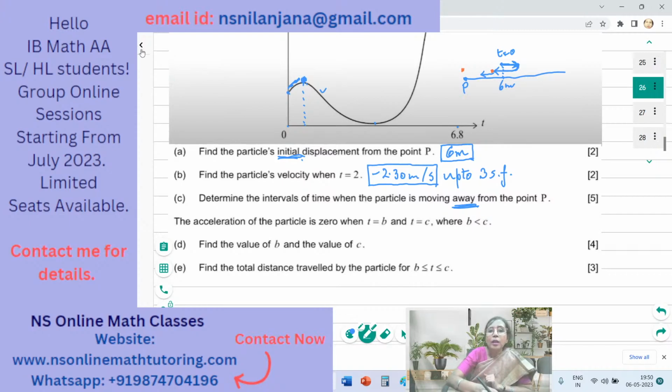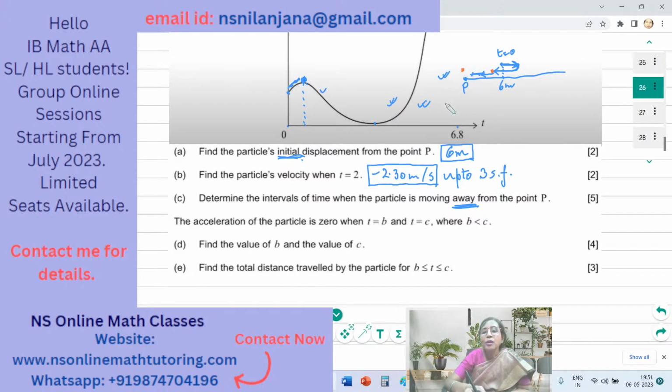So up to this point, the minimum, it has come to this point. Then again, the displacement is increased. And mind you, the displacement is a vector quantity, and it is positive throughout. So the particle is not crossing the point P. If it had moved towards the left, then we would have had a negative displacement. That means the graph would have gone below the time axis.